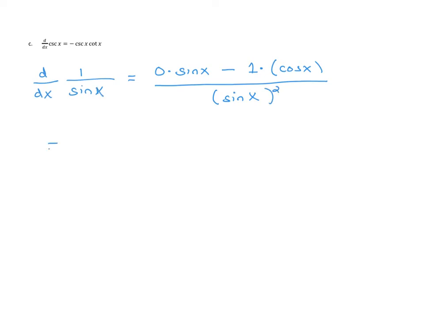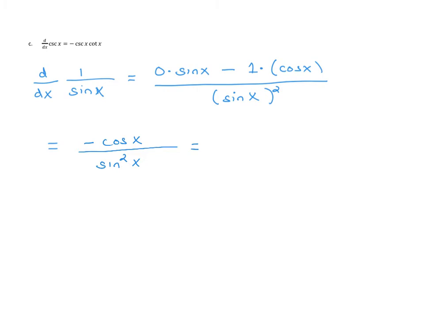Okay, how does this simplify? Well, 0 times sine is just 0. I'm not going to write it. -1 times cosine, I'll just put that as negative cosine. And my denominator is sine squared of x. Why does this equal negative cosecant x times cotangent?